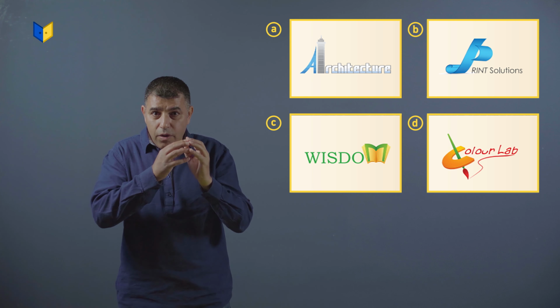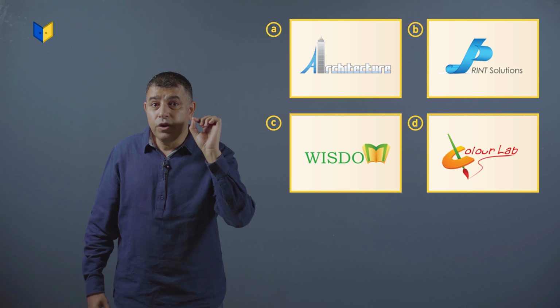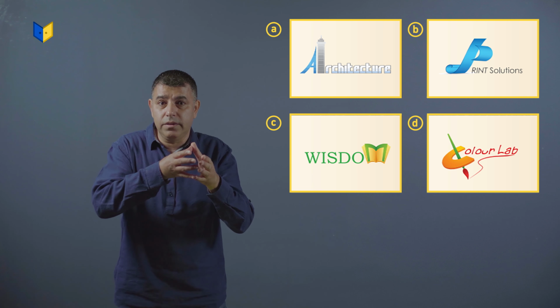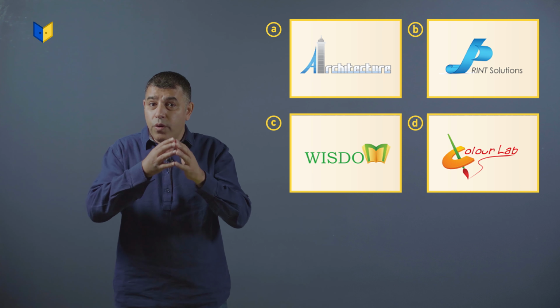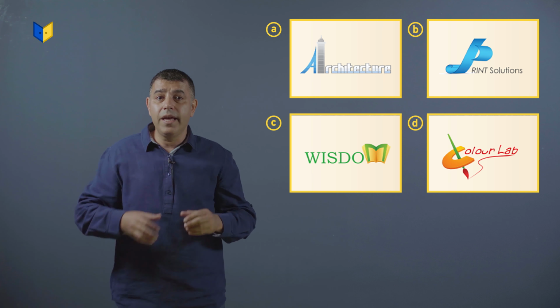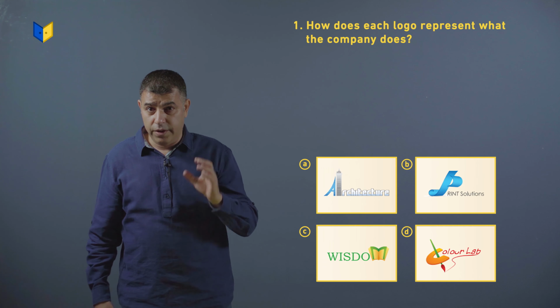يعني كل لوجو من هاي اللوجوز في ميزة that helps you to know what is the product or what is the field of the company. شو هو المنتج أو ما هو حقل عمل هاي الشركة. Let's look at the first question together.